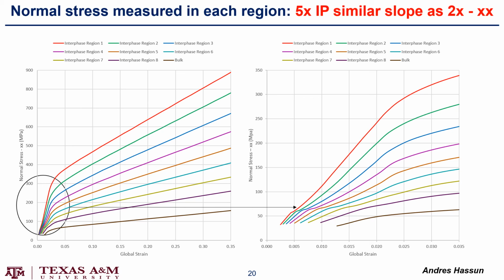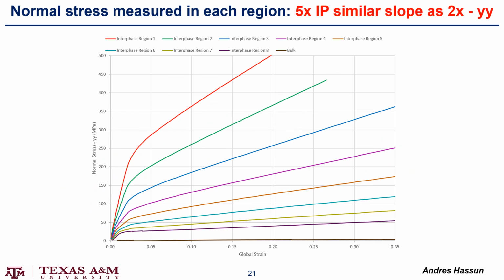Now let's look at the zoomed in portion of the elastic region. We can still see that each region has its own distinct curve. In the YY direction, we don't see these sort of jumps at the beginning here. It's much, much smoother. This may be due to an increased number of regions, and more tests will have to be run with this number of regions to confirm it.